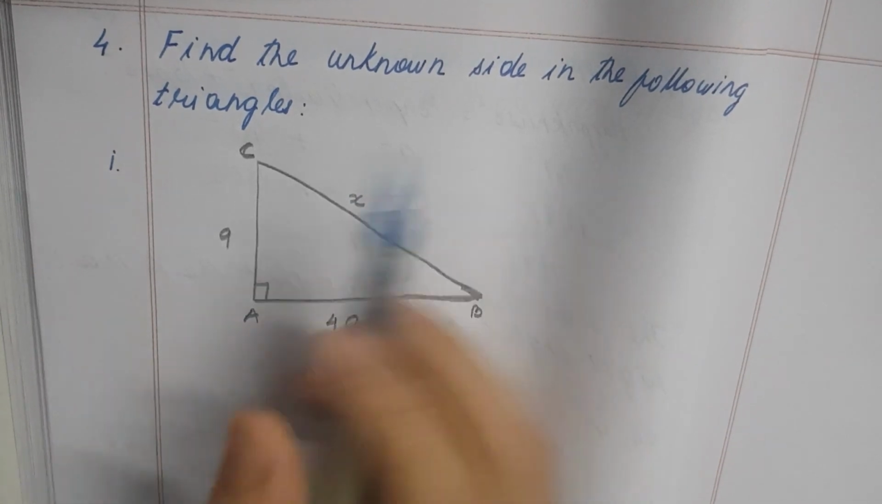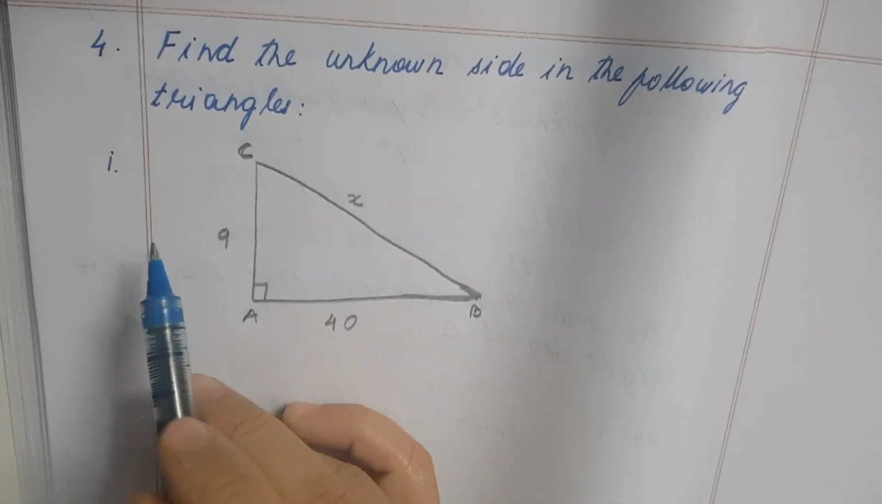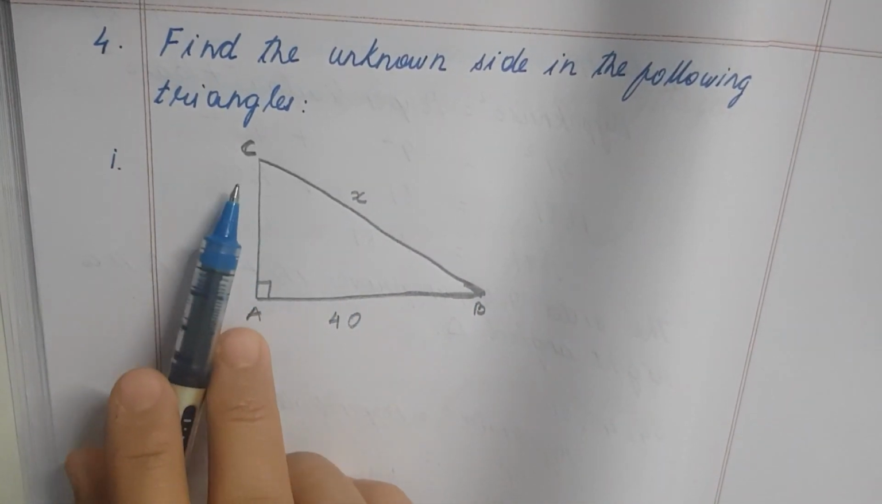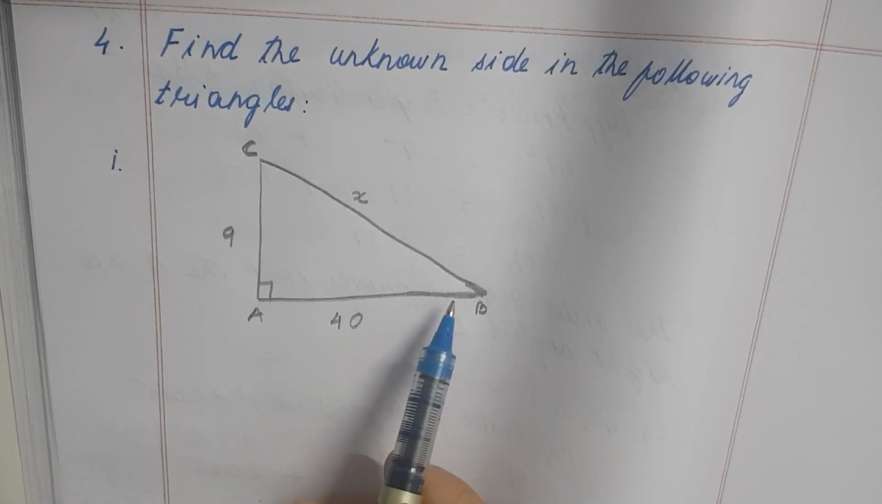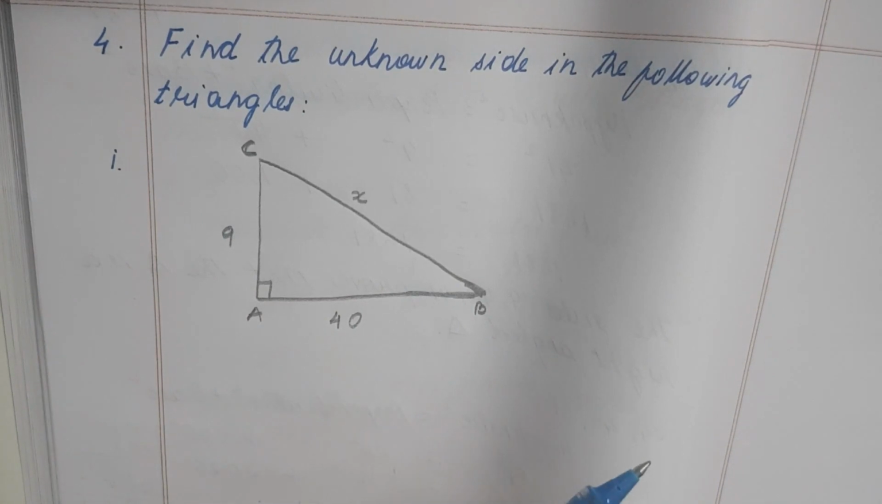Unknown side in the following triangle. So it is subdivision 1. So this is a triangle. They have given the perpendicular side, they have given the base, but the hypotenuse we do not know. So now we have to find the hypotenuse.